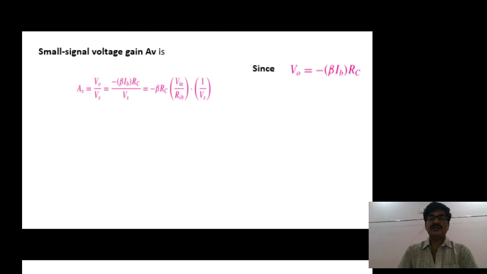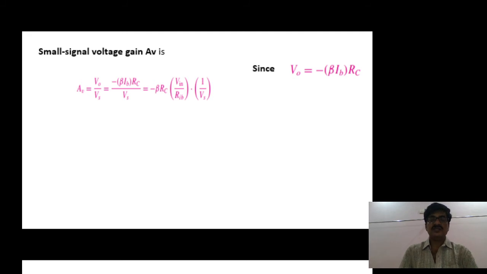Then separate the terms: minus beta RC into IB. IB you can write as Vin by RIB, into 1 by Vs. Already in the previous slide we have seen that Vin by RIB is equal to Vin by RIB. Let us write the equation for Vin in terms of Vs.